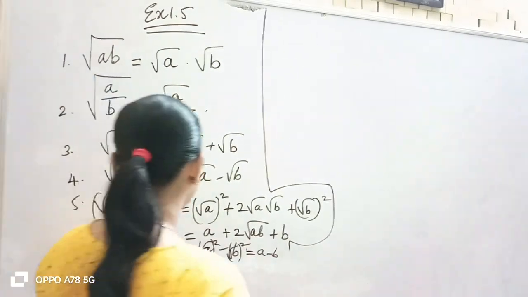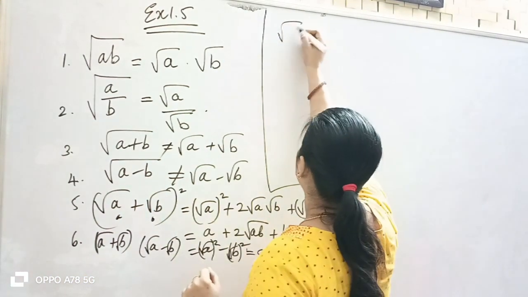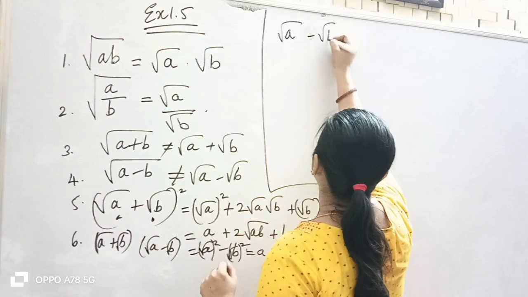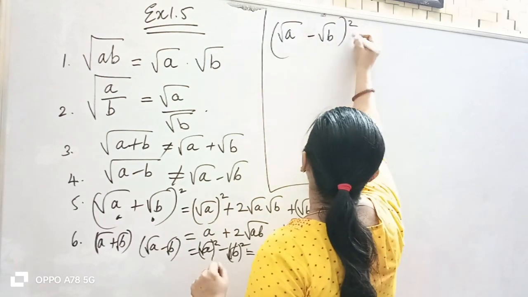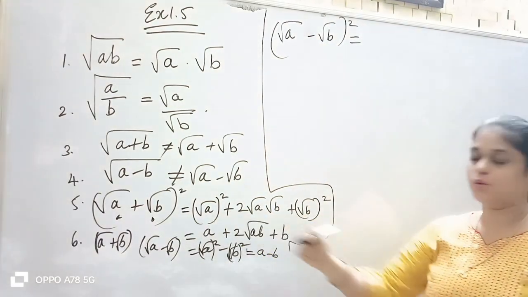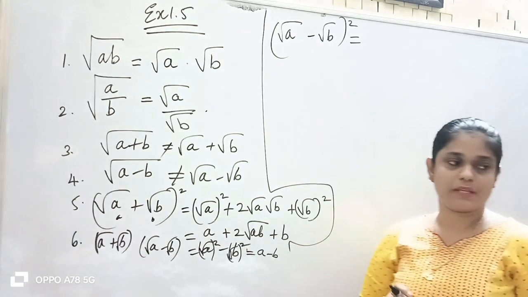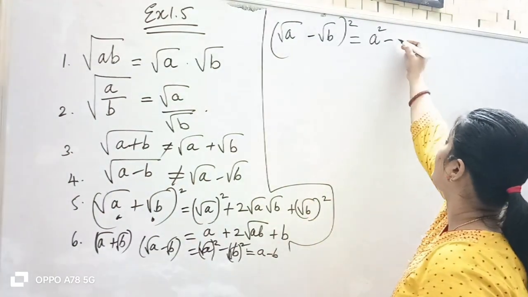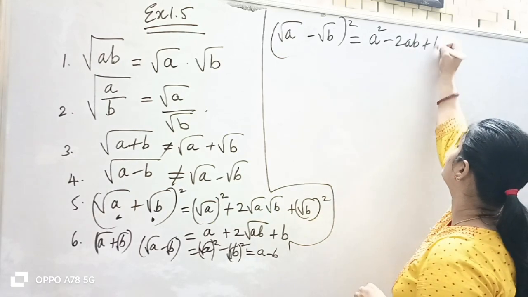So in the same way, here A plus B the whole square, okay. In the same way, the A minus B the whole square identity is there, no? What is the difference between those two? A plus B the whole square is A square plus 2AB plus B square. So A minus B the whole square is A square minus 2AB plus B square.